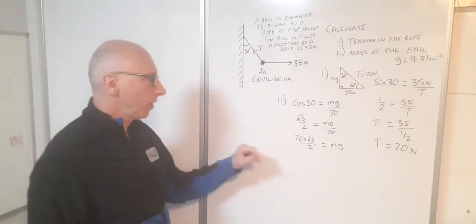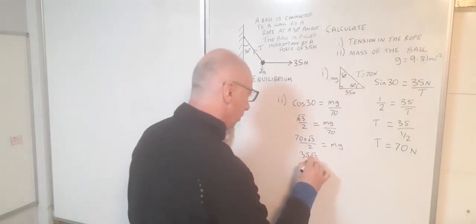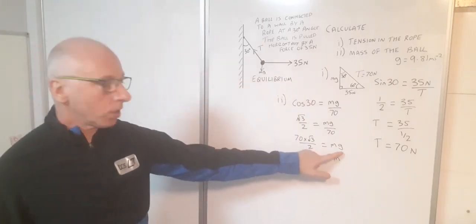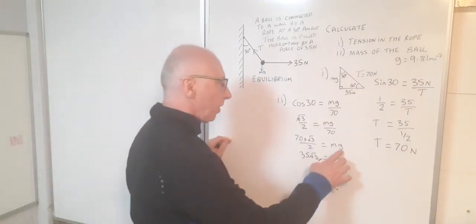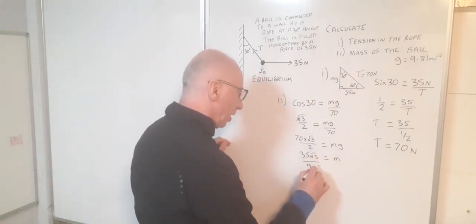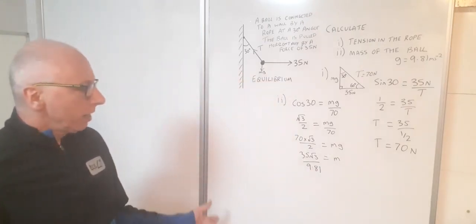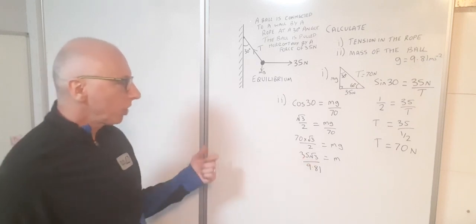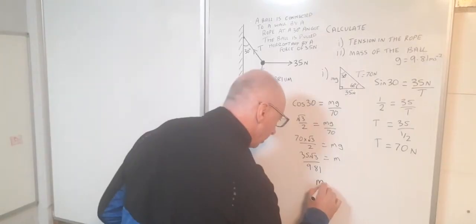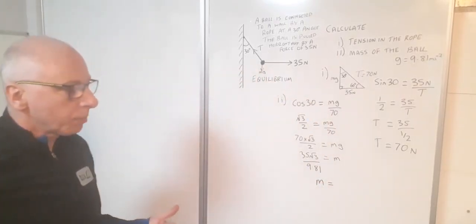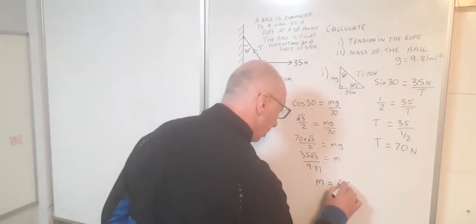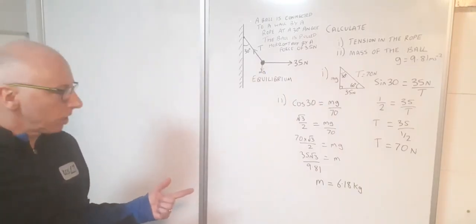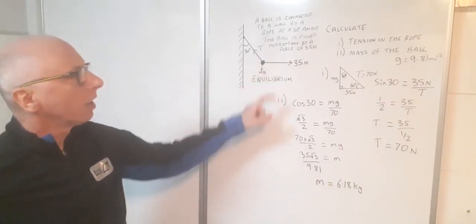So now I've got 70 over 2 is 35. So I've got 35 root 3, equal to my mass, which is what I want to find, times my gravitational constant, which is 9.81. So if I divide both sides by that, I can divide by 9.81. Okay, so then if I do mass equals 35 root 3 divided by 9.81, I should get my mass. So mass should equal approximately 6.18, and that's going to be in kilograms. That's my standard metric unit when dealing with forces. So mass is 6.18 kilos. And that completes the question.